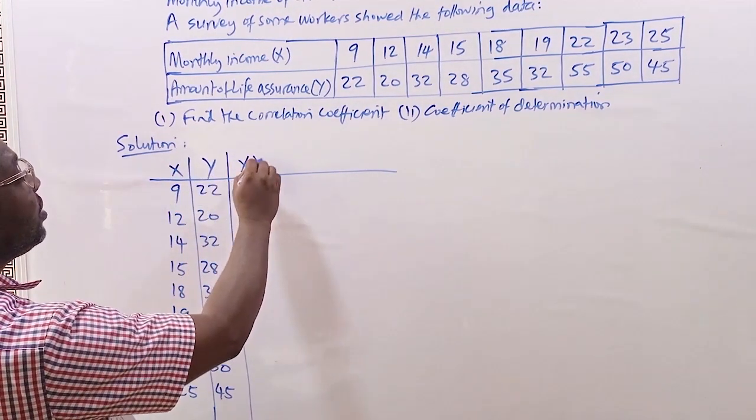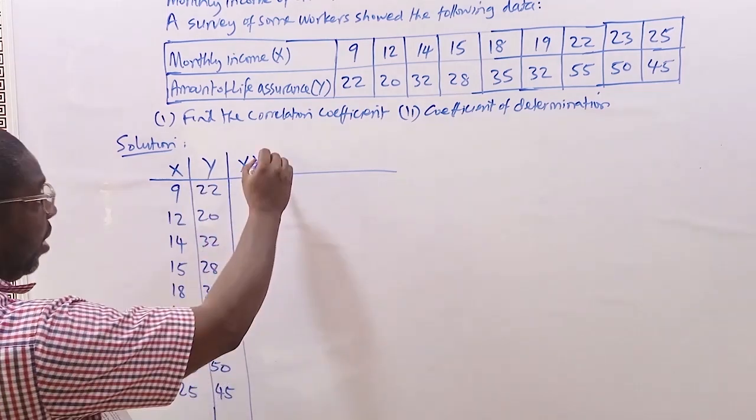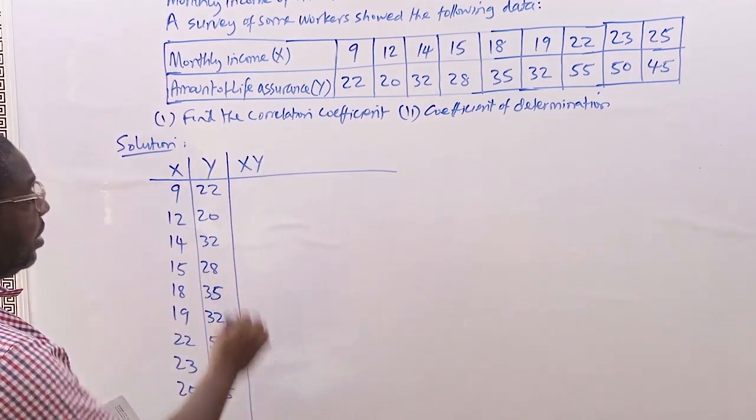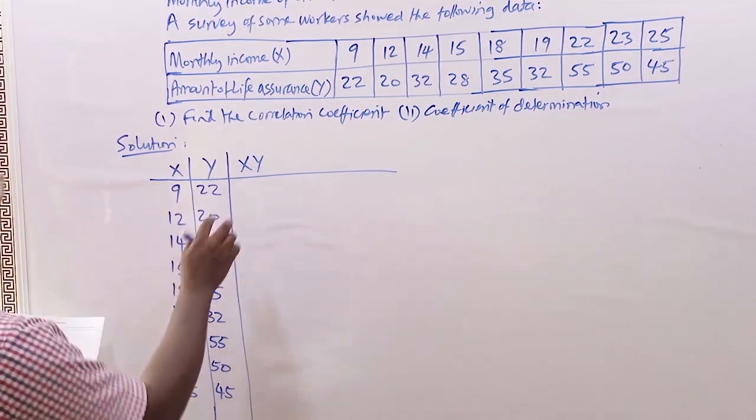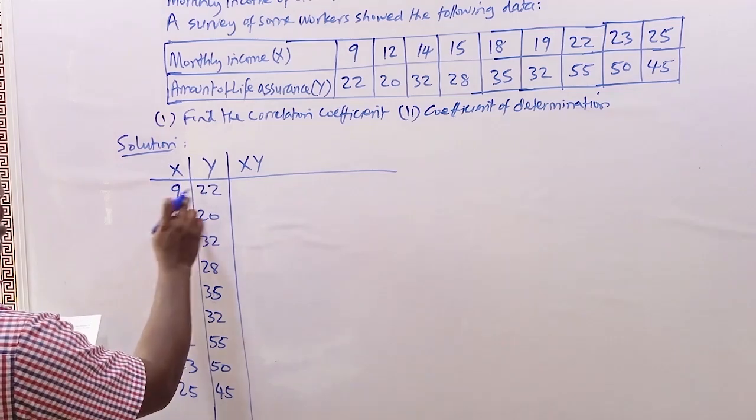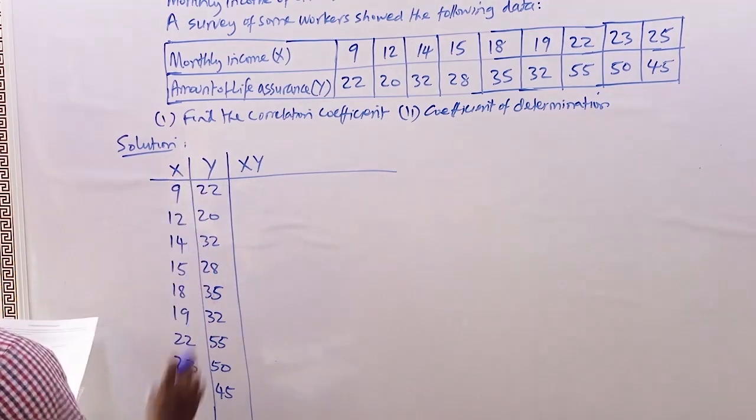So the first column we create, after we have written x and y, is the product of x and y. Then the square of x and the square of y. So the product of x and y, what would that give us? We multiply the values here against these values here.